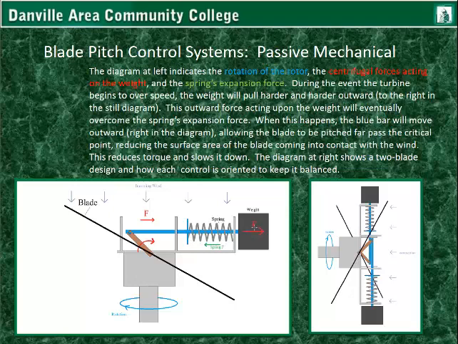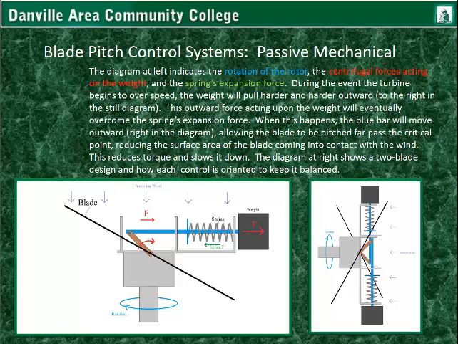So as the wind turbine begins to increase its rotation, this weight will pull with greater and greater force outward, and it will act against the expansion force of this spring. So you can see the weight's connected to this blue rod, and the rod is connected to this lever, and the pivot point is at the root of the blade.